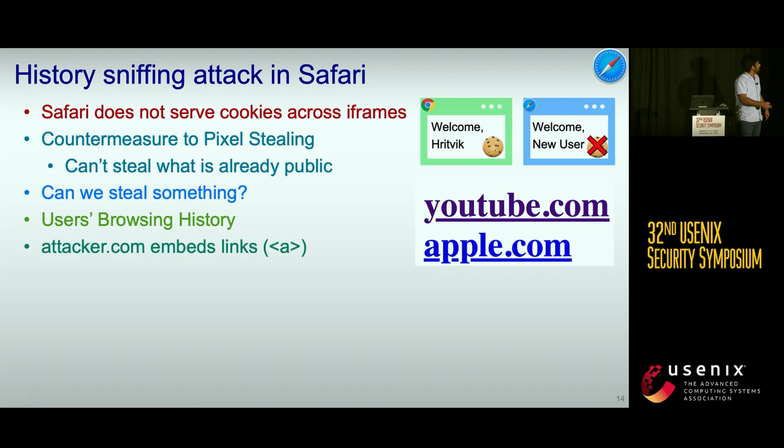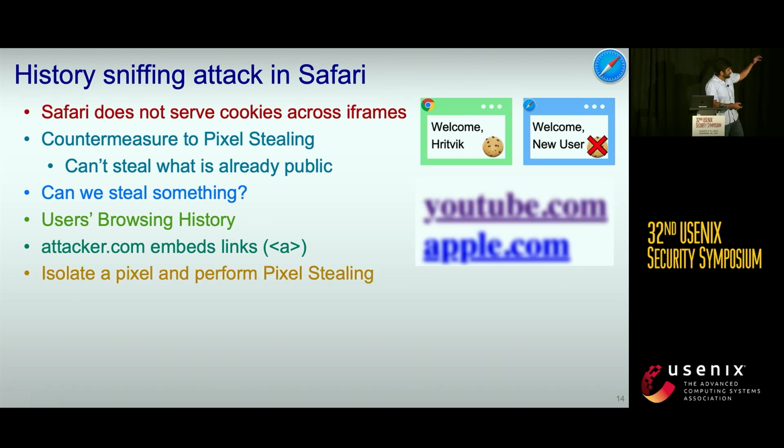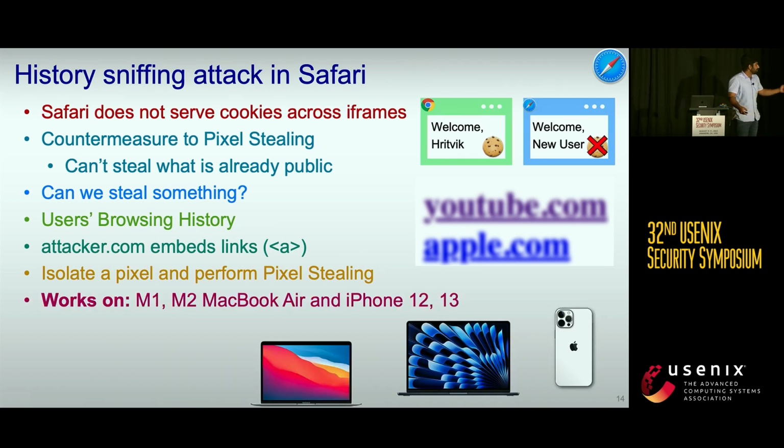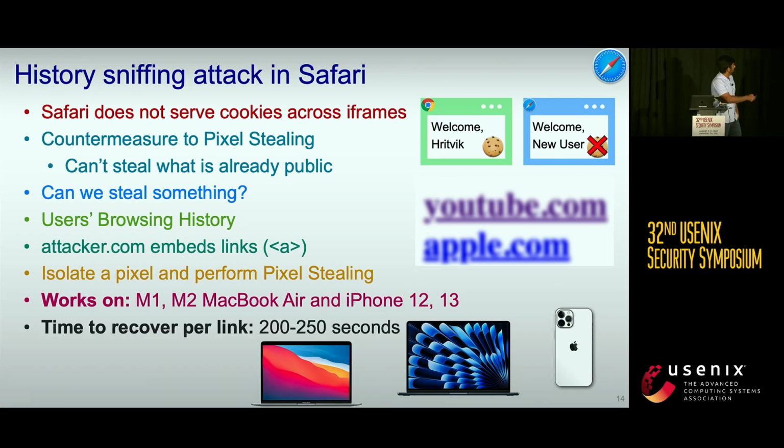How do we do this? Attacker.com embeds multiple links. Then we perform pixel stealing attack on top of this. And based on the timing, whether it's fast or slow, we can classify whether the link is visited or not. Now, this attack works on the M1 and M2 MacBook Air and iPhone 12 with 13. The average time to recover whether a link is visited or not is around 200 to 250 seconds, and the accuracy is around 90 to 100%.